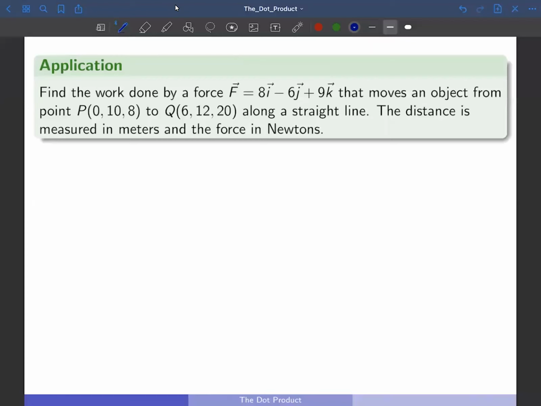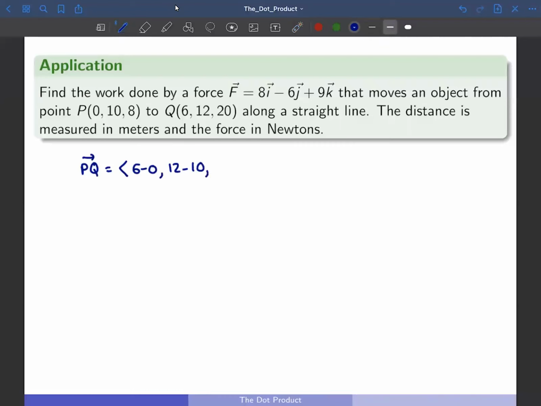In this case, first of all, we'll need to find the displacement vector. The displacement vector is the vector that moves from the point P to the point Q. So we have the vector PQ. It will have as components the difference of the x coordinates of P and Q, so we have 6 minus 0, and as y component the difference of the y coordinates of P and Q, so we have 12 minus 10.